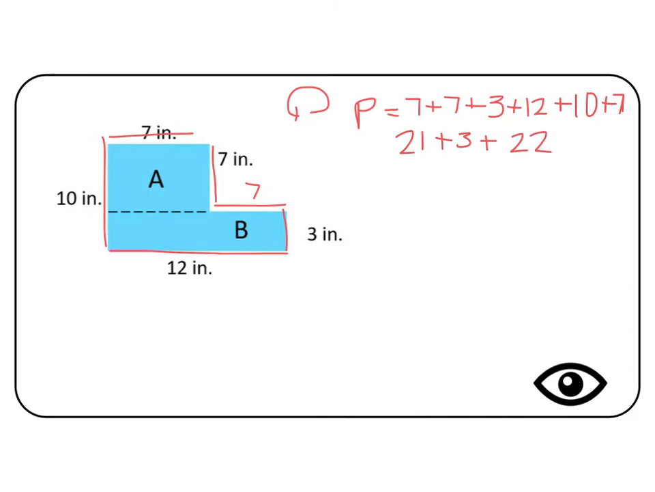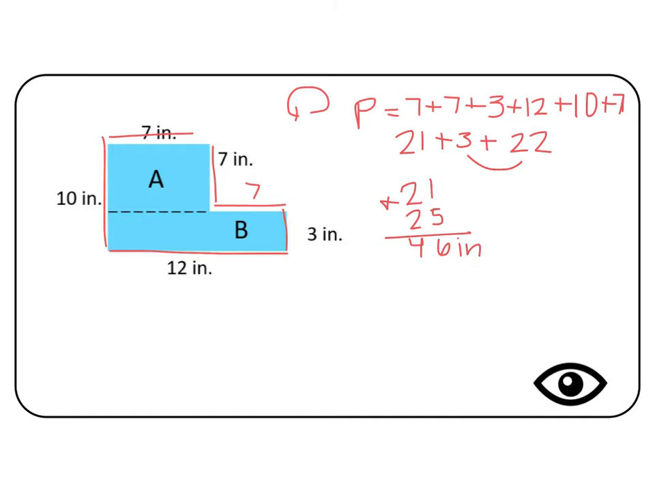22. All right, let's see if we can group these down a little bit further. 3 plus 22 is 25. So we're left with 21 plus 25. So 5 plus 1 is 6, and 2 plus 2 is 4. So if we were to walk around the outside of this shape, we would walk 46 inches.